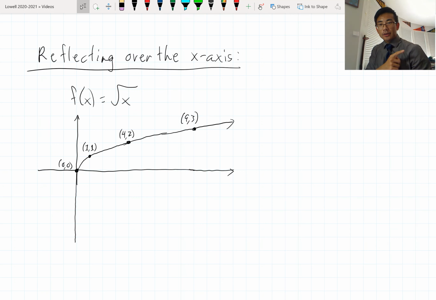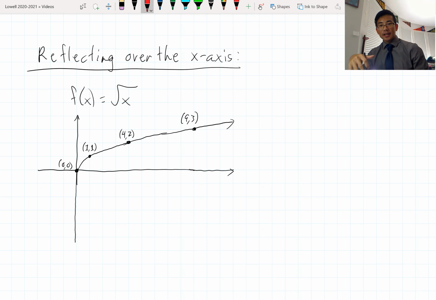Welcome back to our final transformation video, and here we're going to talk about reflecting across the x-axis and also reflecting across the y-axis. I'm going to have to change our parent function for these last two because if I reflect the parabola y equals x squared across the y-axis, it's just going to look exactly the same, so it doesn't really help us visualize what's happening. So I'm going to switch it up to f of x is the square root of x for this video.